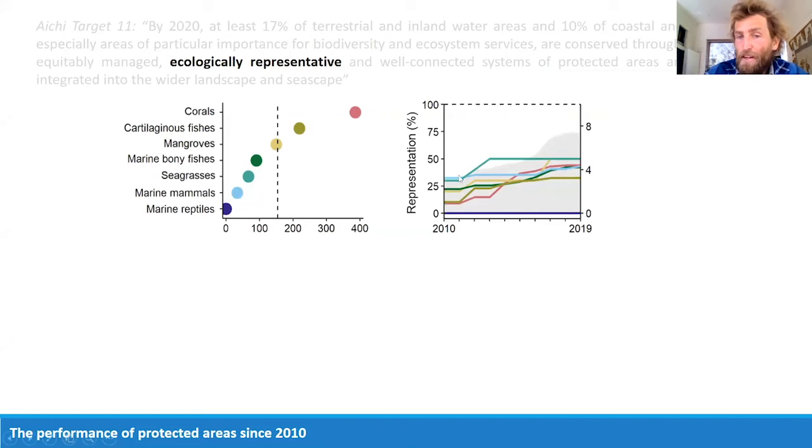So that's what this figure over here is trying to show. Over time, for all your different taxonomic groups, the proportion of species with adequate representation as the protected area estate grew in the marine realm.